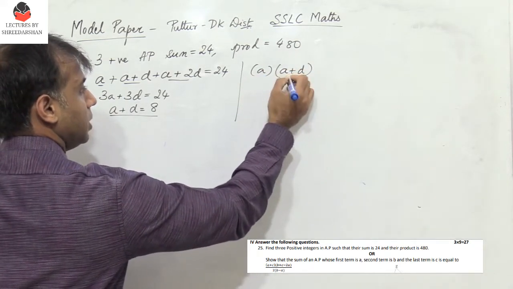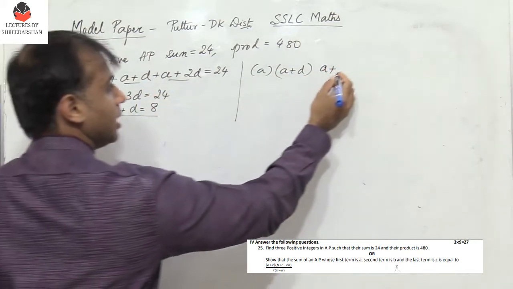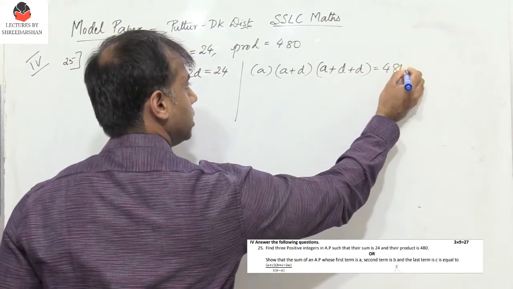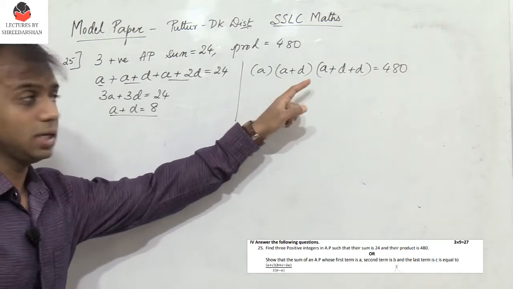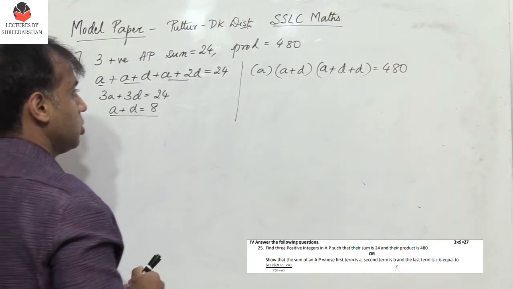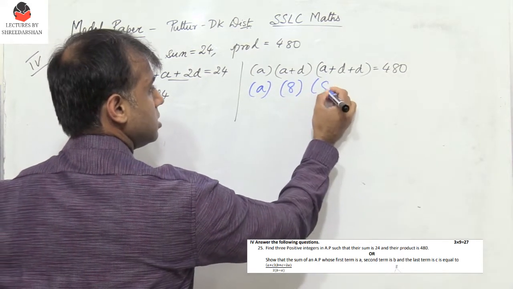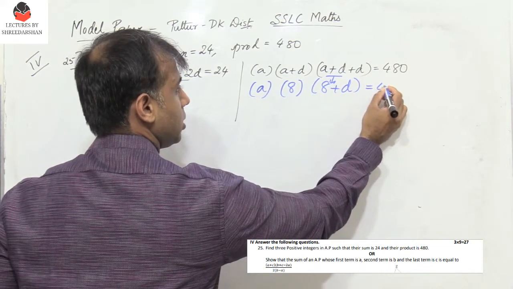Now once again, if I take the product of these 3 numbers, they are a into a plus d into a plus 2d, which can be written as a plus d plus d. It is equal to 480. Now how do we go about solving such a problem? I know that a plus d is 8. So let me substitute a plus d equal to 8 in this expression. So I have a into 8 into 8 plus d equals 480.